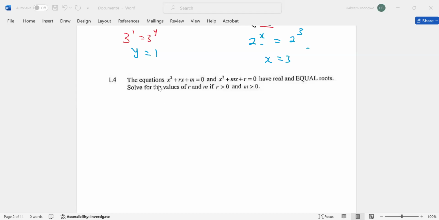To this one, the equation x squared plus rx plus m is equal to 0, and x squared plus mx plus r is equal to 0, and they have equal roots. The other thing you should remember with this question is to make sure one side is equal to 0. You need to put it in standard form so that you can identify a, b and c. So let's start with this one.